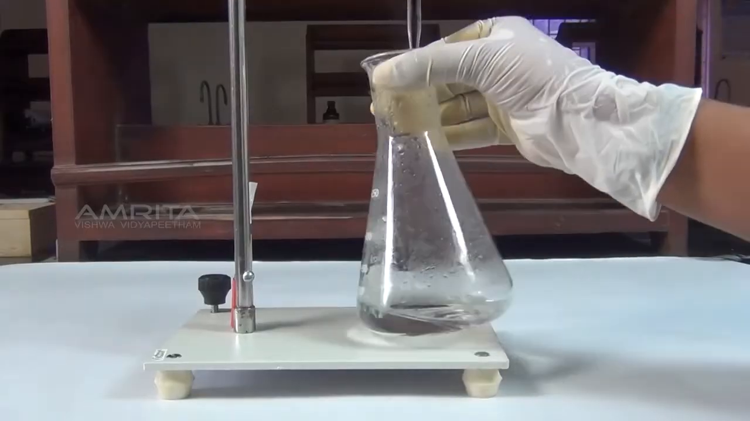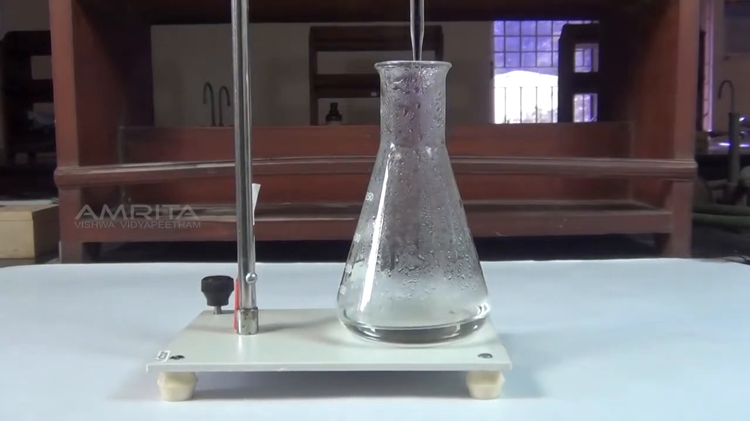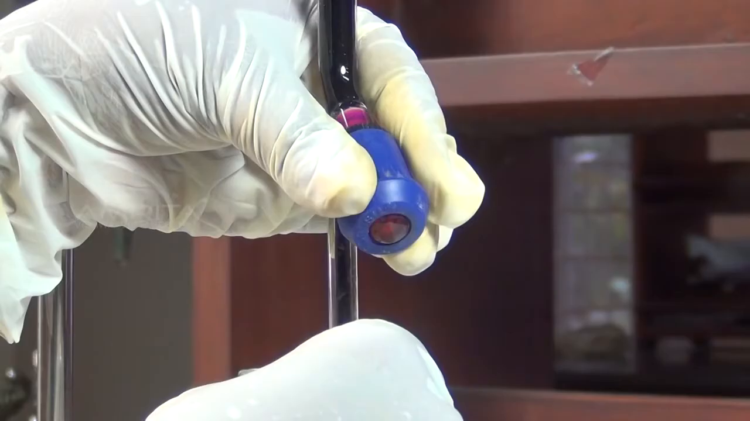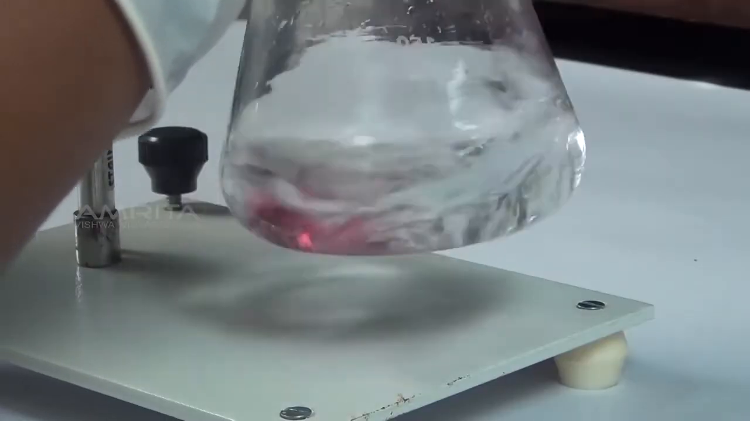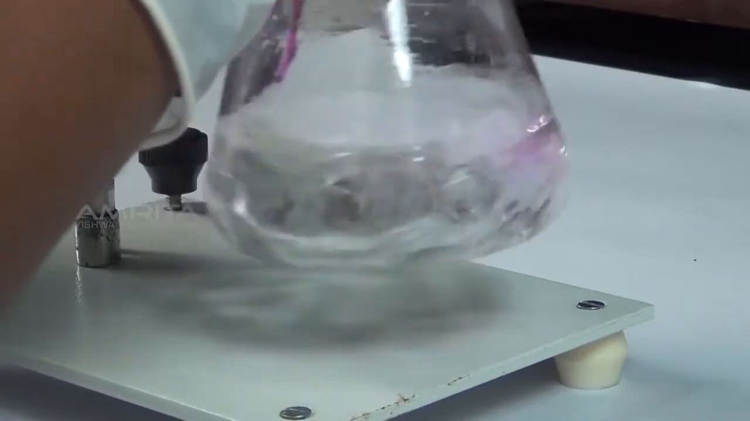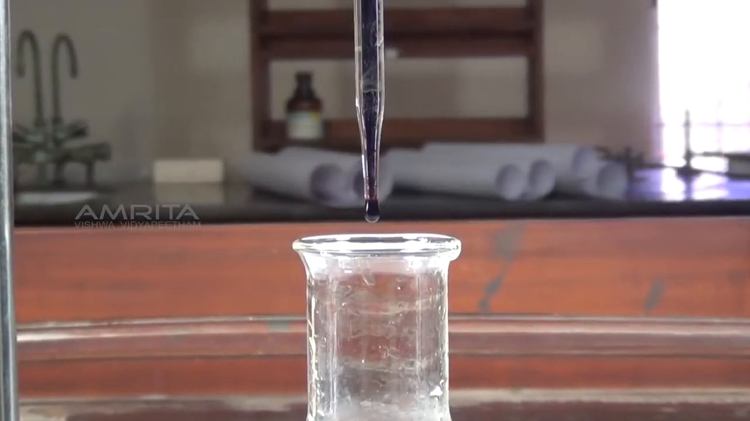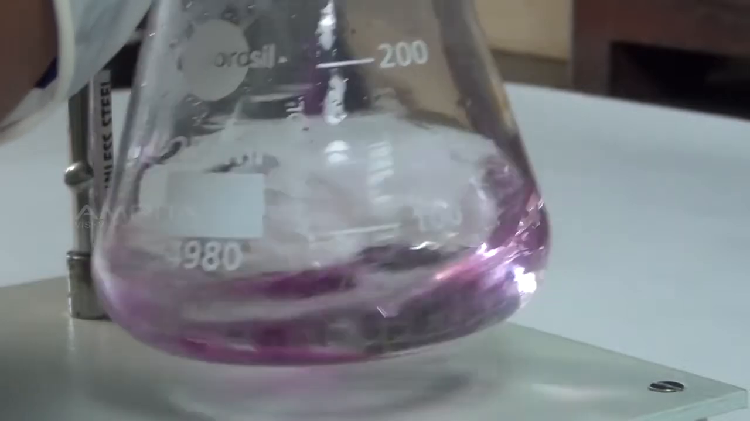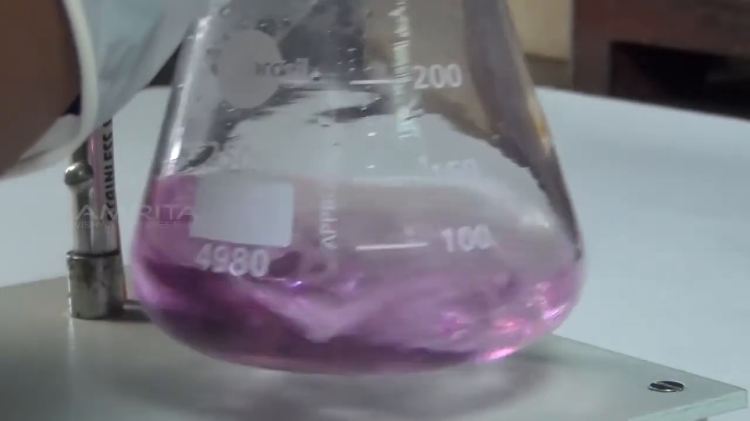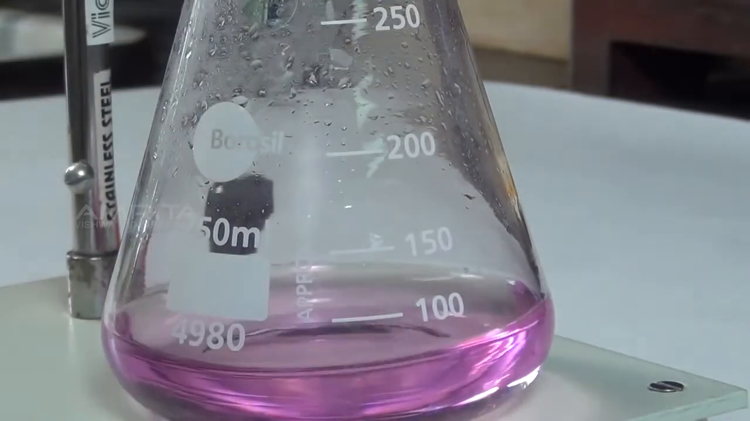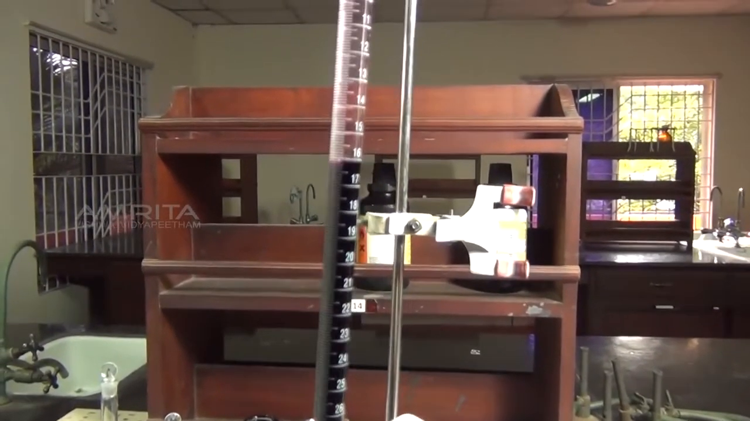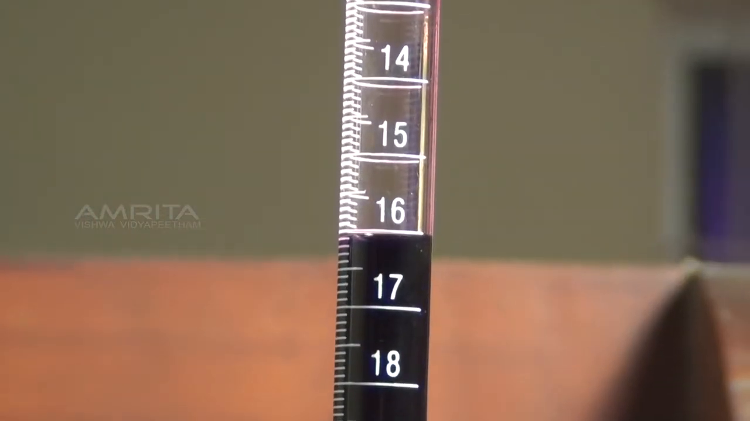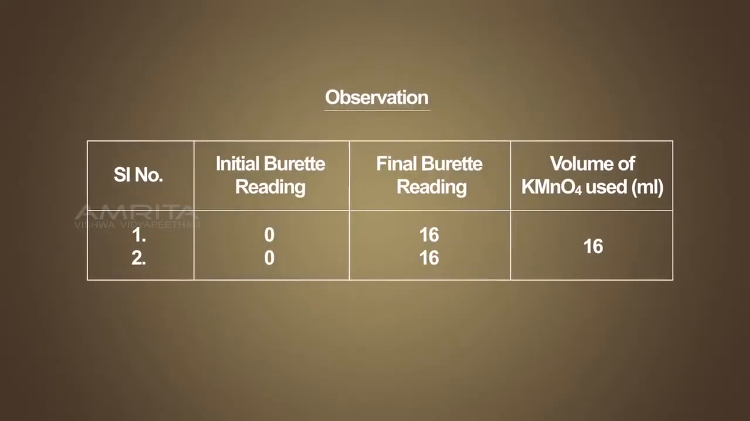Place the conical flask on the white surface of the stand under the burette to correctly view the color change. Run potassium permanganate solution dropwise from the burette into the conical flask with constant shaking of the solution in the conical flask. Continue till the color of the solution changes from colorless to light pink on addition of the last single drop of potassium permanganate. This is called the end point. Note down the final burette reading and repeat the same procedure until concordant values are obtained. Record the observations in the tabular column.